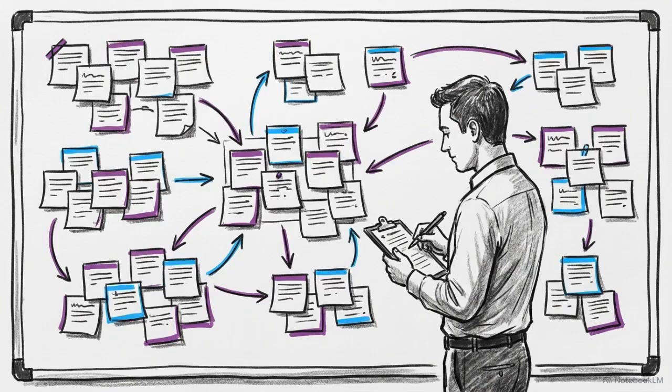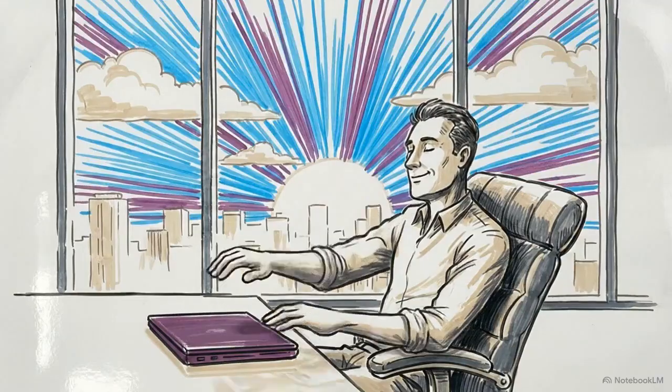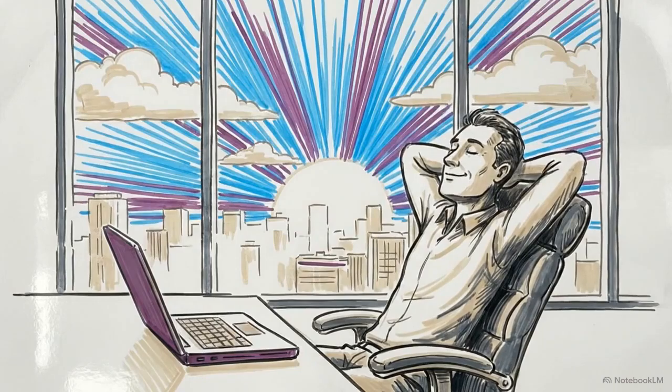Here is your next step. Conduct a business process audit. Write down every manual task you do this week that takes longer than 15 minutes to complete. Then, log into the Anthropic console, offload those manual tasks to managed agents, and finally reclaim your time.